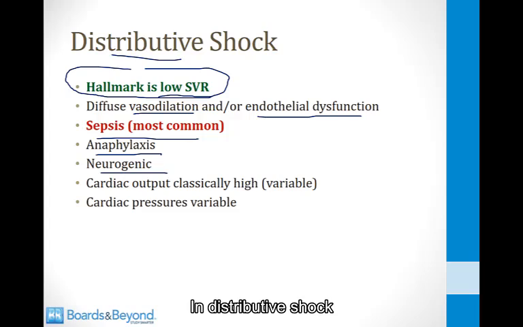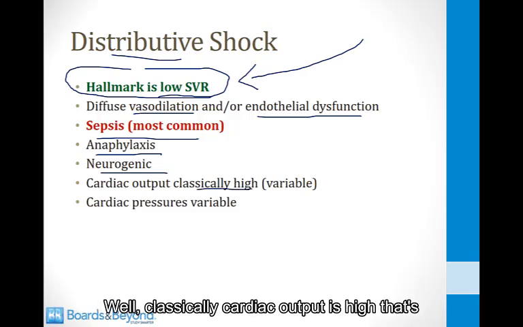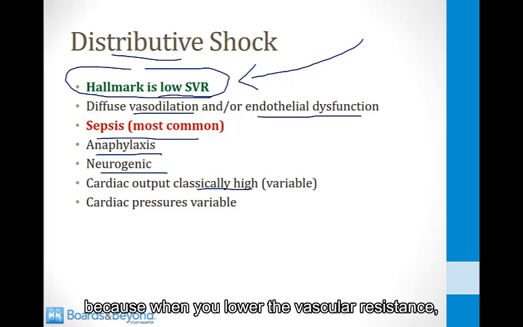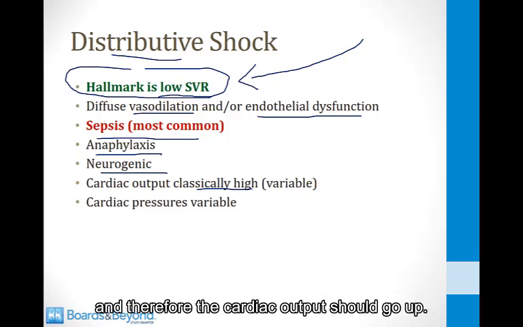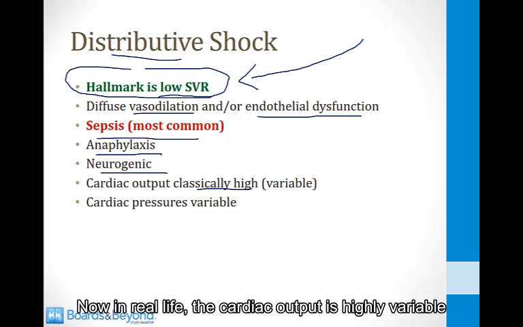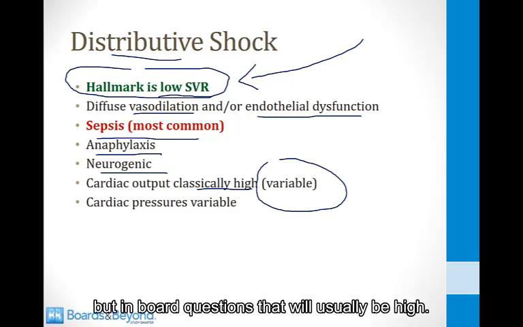In distributive shock, as I said, the main feature is low SVR, but what about cardiac output and filling pressures? Well, classically, cardiac output is high. That's because when you lower the vascular resistance, you're reducing the afterload in the left ventricle, and therefore the cardiac output should go up. Now, in real life, the cardiac output is highly variable and it's not always high, but in board questions, it will usually be high.